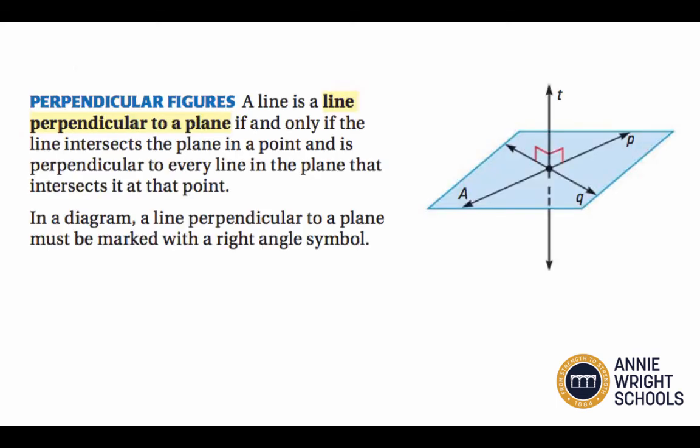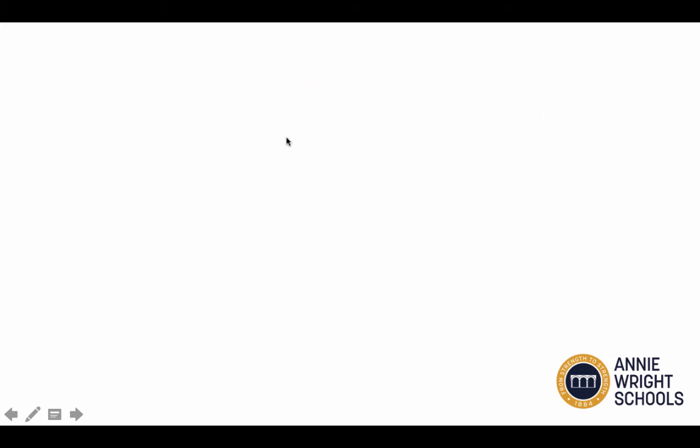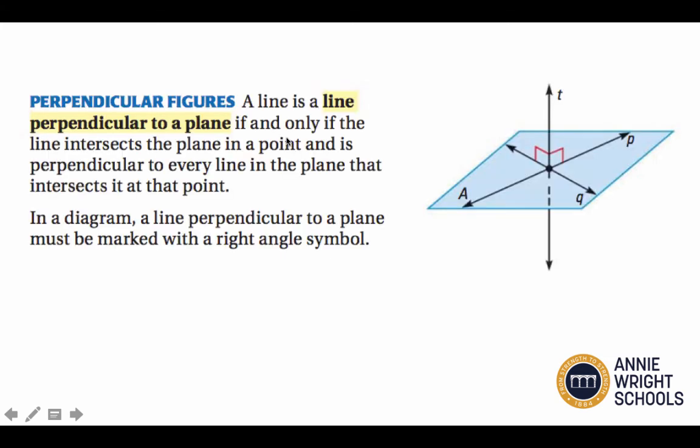Last thing I want to talk about is what does it mean if a line is perpendicular to a plane? A line is perpendicular to a plane if and only if the line intersects the plane at a point, and it's perpendicular to every line in that plane that intersects it at that point.